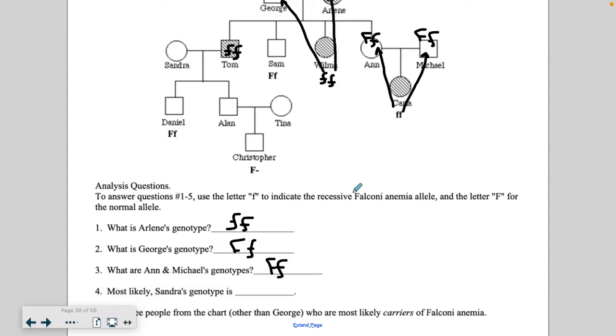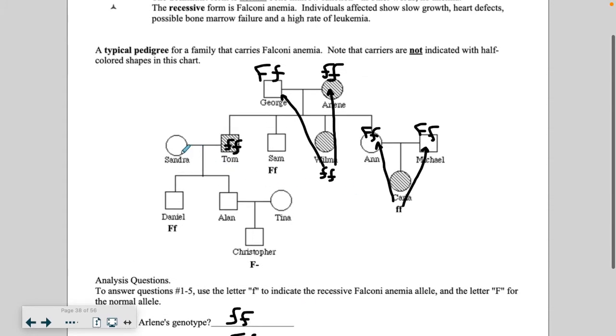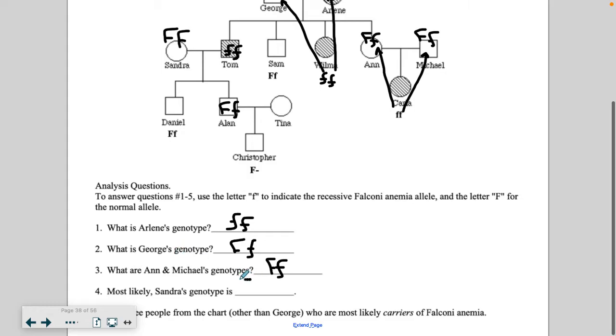Most likely Sandra's genotype is, all right, where's Sandra? There she is. So Sandra and Tom had 2 sons. Daniel for sure is big F, little f. Alan, you know for sure he has a big F, and he's probably got the little f from Tom, because that's the only thing Tom can give to his kids. So Sandra doesn't have it. There's a good chance that Sandra is big F, because both of her kids don't have it. If one of these kids did, you'd know she was a carrier for little f, so her most likely genotype would be 2 big Fs.